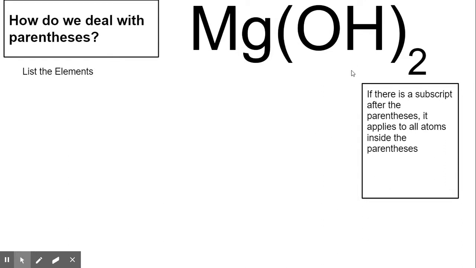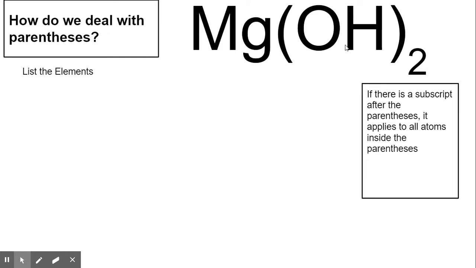So sometimes you're going to have to deal with parentheses. Very similar to math, where when you have parentheses, you have to focus on the parentheses first. So if you'll notice, inside the parentheses, we have one O and one H, but outside the parentheses, we have this subscript here. So that subscript deals with only those elements that are inside the parentheses. It does not apply to the magnesium. It only applies to those elements that are inside the parentheses.